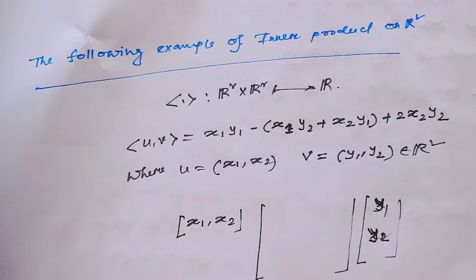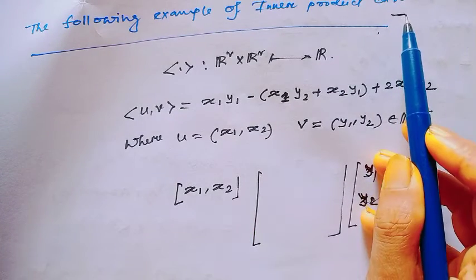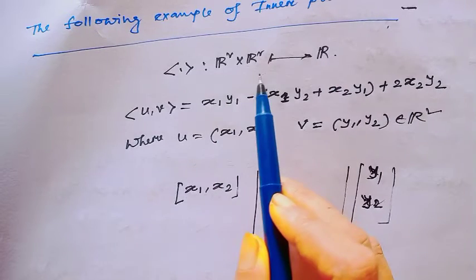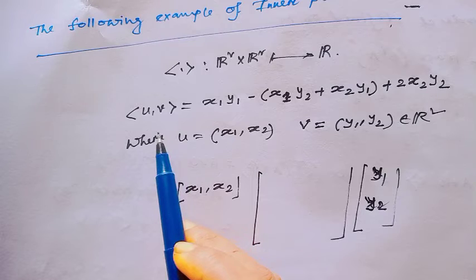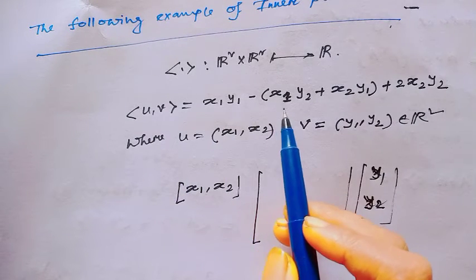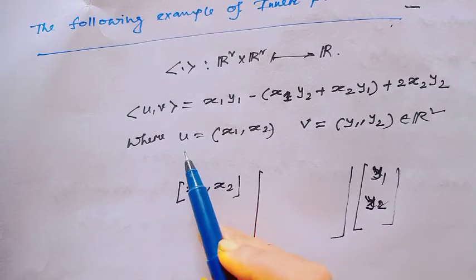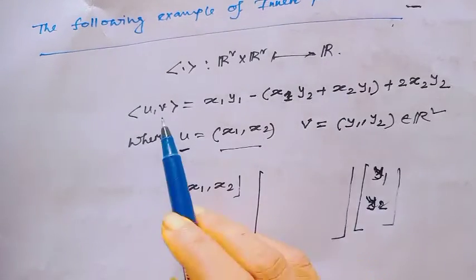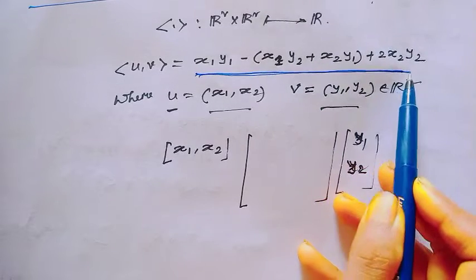Now I will see one different type of inner product, and to consider this inner product in a better way, at first I will consider just R2. Since I have considered the vector space R2, inner product is defined as a map from R2 cross R2 to R, and here inner product u comma v is equal to x1 y1 minus x1 y2 plus x2 y1 plus 2 x2 y2, where the vector u equals x1 x2 and vector v equals y1 y2 in R2. Here we can write this expression as a matrix.